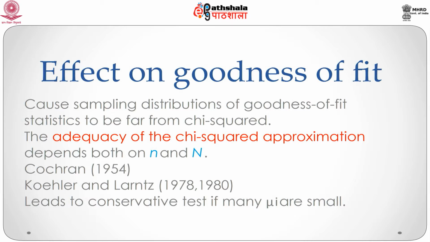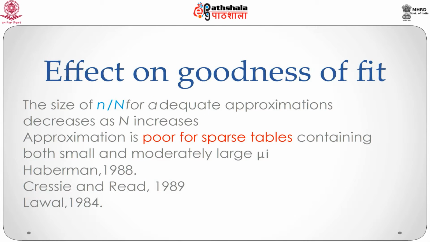When most of the mu i are smaller than 0.5, the G-squared statistic tends to give a highly conservative test. In general, the size of the ratio small n by capital N that leads to adequate chi-square approximations will tend to decrease as capital N increases.